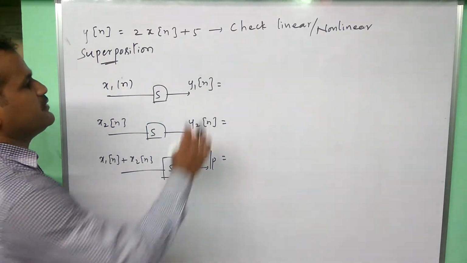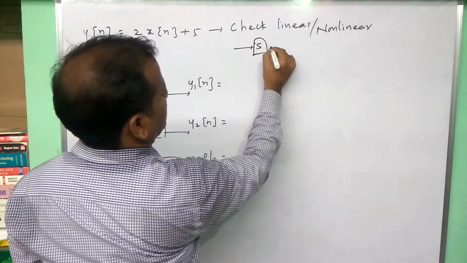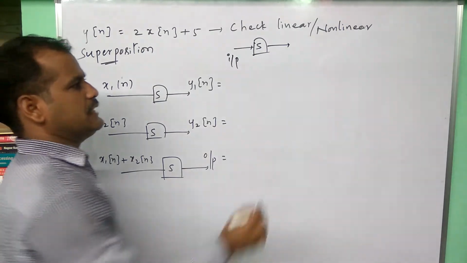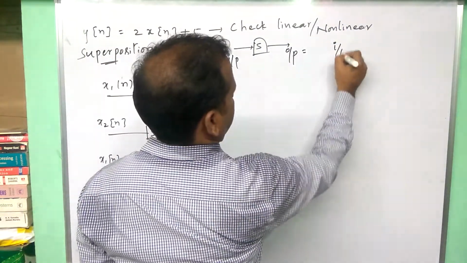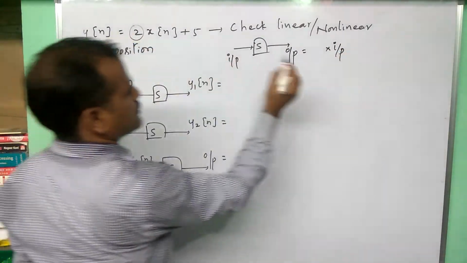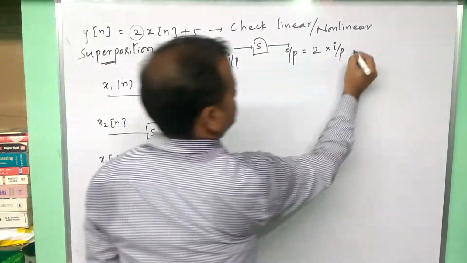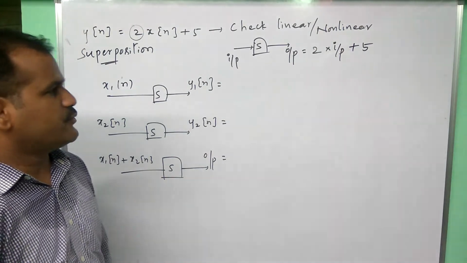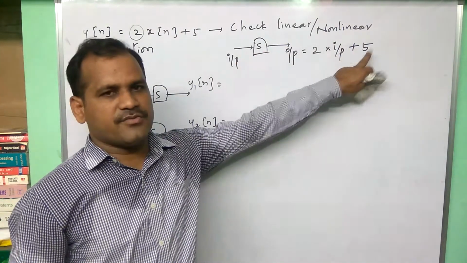Let us check the system equation now. What does the system equation give? Whatever input you apply to the system, it produces the output that is nothing but the input first multiplied with constant 2 and then this product added with 5. This is the nature of that system. Whatever the input you apply, it is multiplied with 2 and added with 5.